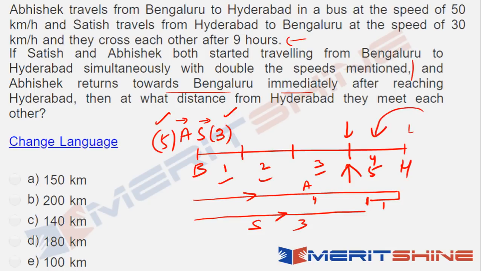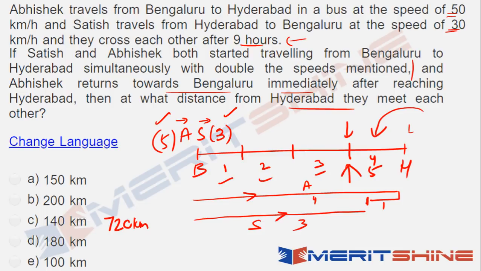Now what is this segment? It says at what distance from Hyderabad would they meet. This is 1/4 of the track. The total length of the track, we can calculate it, no? The total speed is 50 plus 30, 80, into 9. So the total length is 720 kilometers, because 80 into 9 is 720 kilometers.